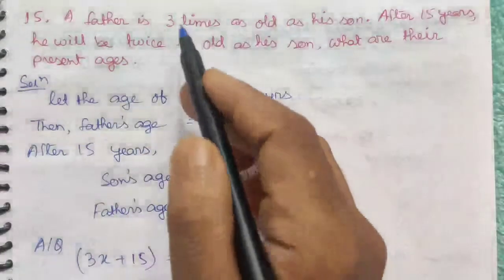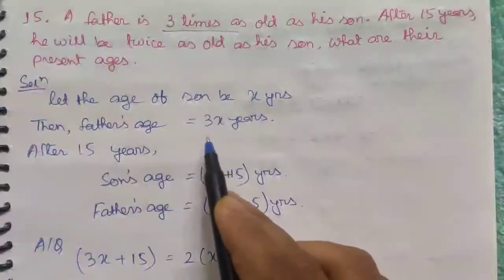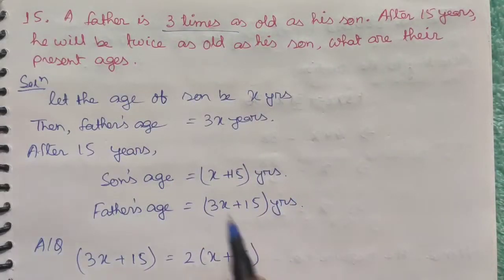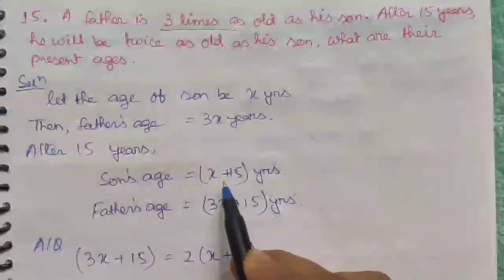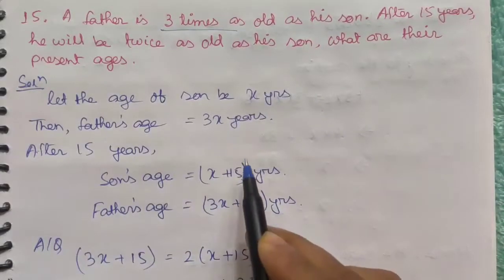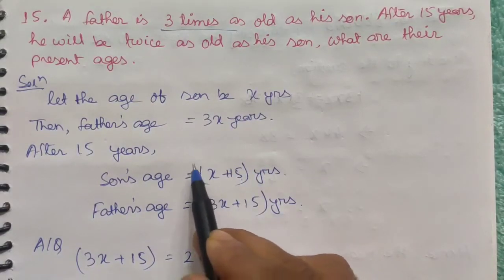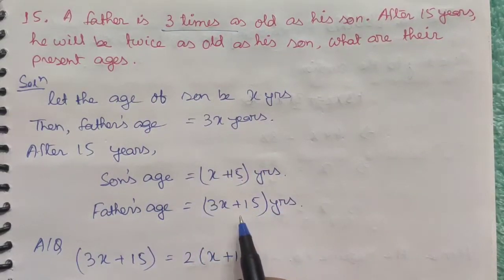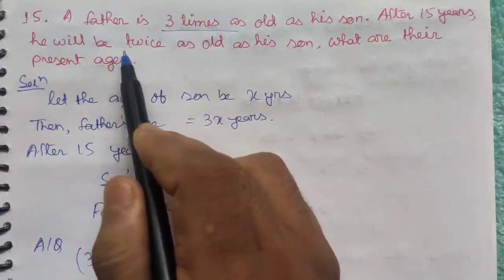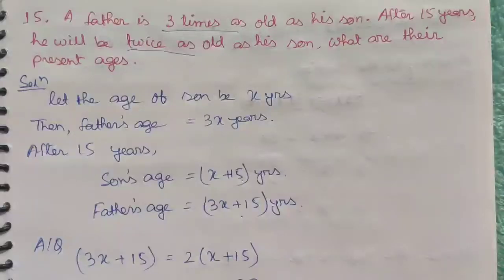Then the father's age will be how much? The father's age is 3 times the son's, so it will be 3x. Then after 15 years, the son's age will be x plus 15, and the father's age will be 3x plus 15, right? So after 15 years, both of their ages will be these two, right? Clear? And another thing: after 15 years, he will be twice as old as his son. So the father will be how many times as old as his son? He will be twice as old as his son.